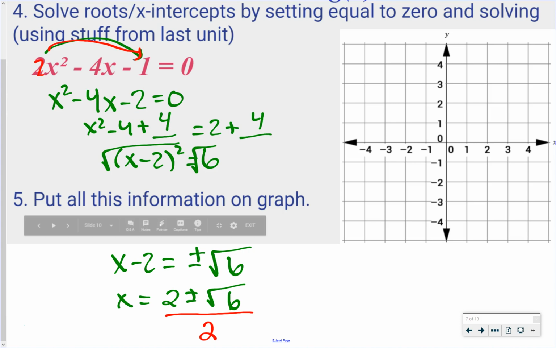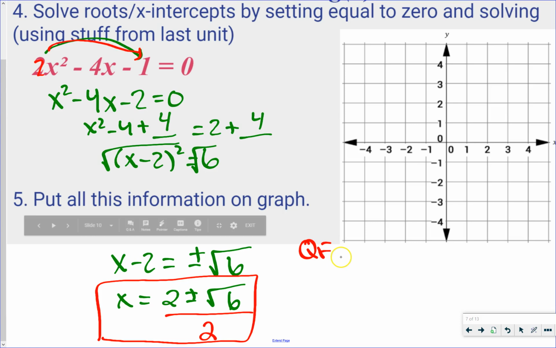Now what is nice about this is that this is already simplified. It looks like you could take the 2's and divide them. Don't do it. This one is already in simplified form because I'm going to show you. This is kind of like a plan B. If you did the quadratic formula, after you simplify everything, you would get 4 plus or minus 2 root 6 over 4.